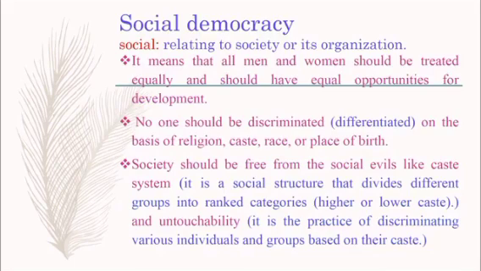Next, we are going to learn about social democracy. Here, social means relating to society or its organization. It means that all men and women should be treated equally and should have equal opportunities for development. No one should be discriminated, which means differentiated, on the basis of religion, caste, race, or place of birth. Society should be free from social evils like the caste system. So what is meant by caste system? It is a social structure that divides different groups into ranked categories, that is higher or lower caste, and untouchability, which means it is the practice of discriminating against various individuals and groups based on their caste.